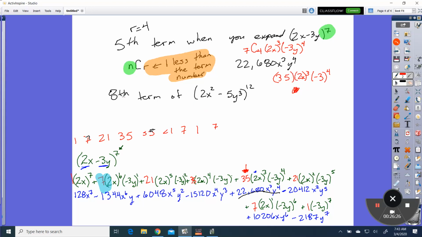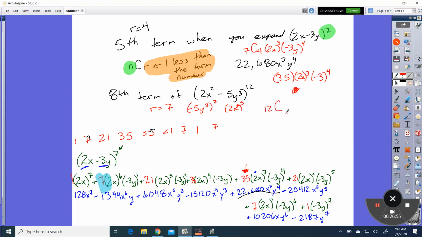So if I'm doing this next problem, the 8th term, what's the r value going to be? 7, which means negative 5y to the 3rd will have a what power on top of it? 7. And 2x squared is going to have a what power? So the 7 and this one have to add up to be 12. So this has to be a 5.